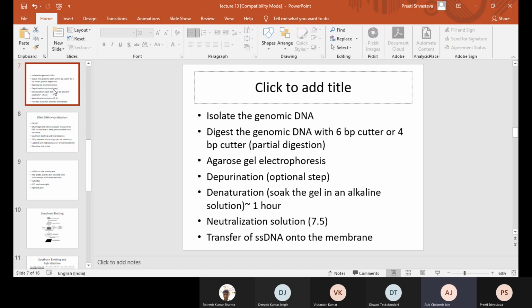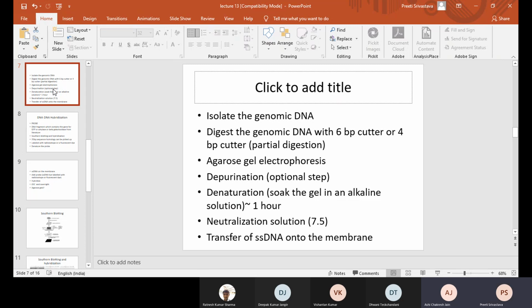Following this, we go for the denaturation of the gene, sorry, it is not protein, it is DNA. So we go for the DNA denaturation, and after this, we use the neutralization solution for maintaining the pH at 7.5, and then we transfer the single-stranded DNA onto the membrane.